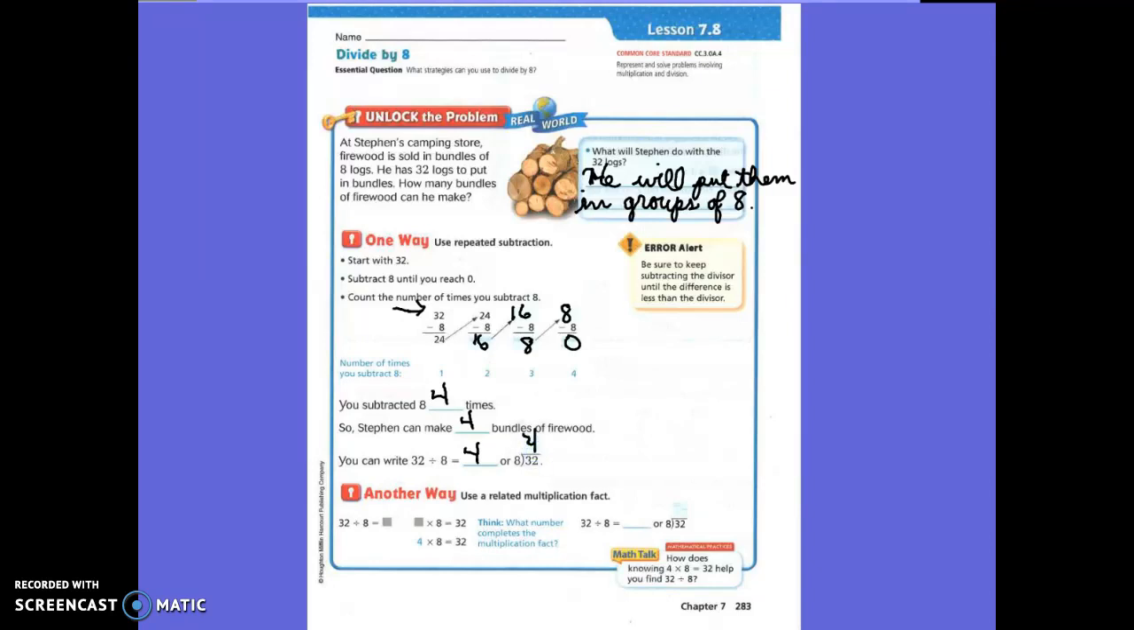Okay, another way to find this answer is to do a related multiplication fact, which is 8 times what equals 32? 8 times what equals 32, guys? 4. So 32 divided by 8 is 4. You can also write it in the house, or on top of the house, the answer.